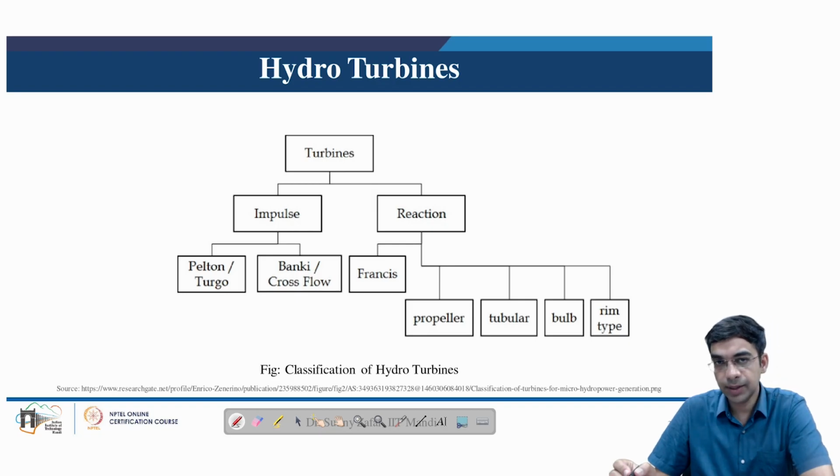Example of impulse turbine include Pelton wheel, whereas in a reaction turbine, it is the pressure energy as well as the kinetic energy of the water which is converted into the mechanical energy, and these both energies change as the water flows through the turbine. Examples include Francis and Kaplan turbine, which are very popular reaction based turbine. However, there are other turbines also mentioned in the impulse category, which also include the cross flow turbine or the Banki turbine. In reaction turbine, other than Francis and Kaplan, we have the propeller, tubular, bulb and rim type of turbine.